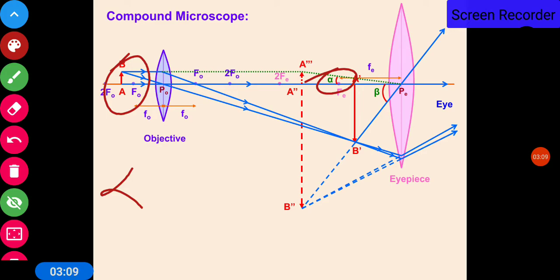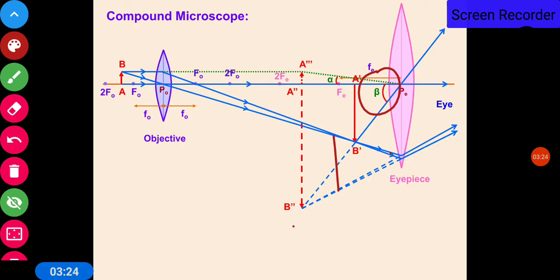Now since the eyepiece and objective are very close to each other, we can say that this angle alpha is the angle made by the object at the eyepiece, and beta is the angle made by the final image A double dash B double dash at the eye. So in this way, alpha is the angle subtended by the object at the eye and beta is the angle subtended by the final image at the eye.